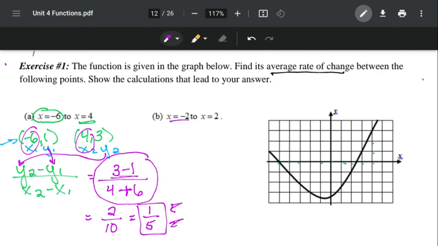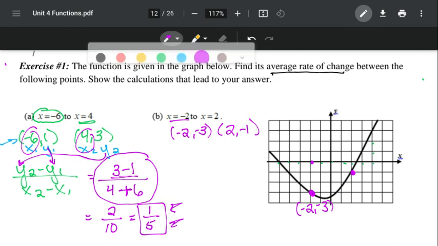So now here we have x equals negative 2. Let's find, here's negative 2. Here's my point, negative 2, negative 3. So I'm going to write that down here. And then we have 2. This is the point 2, negative 1. Now, take a minute, write your formula down.